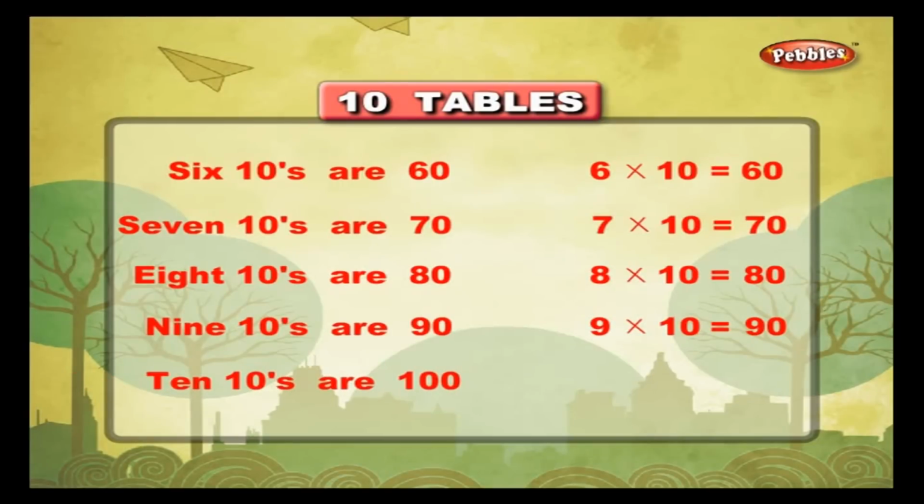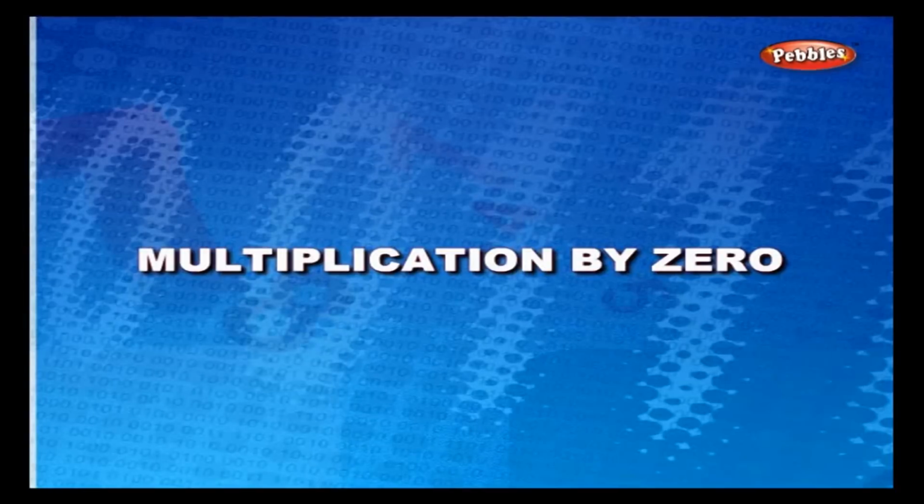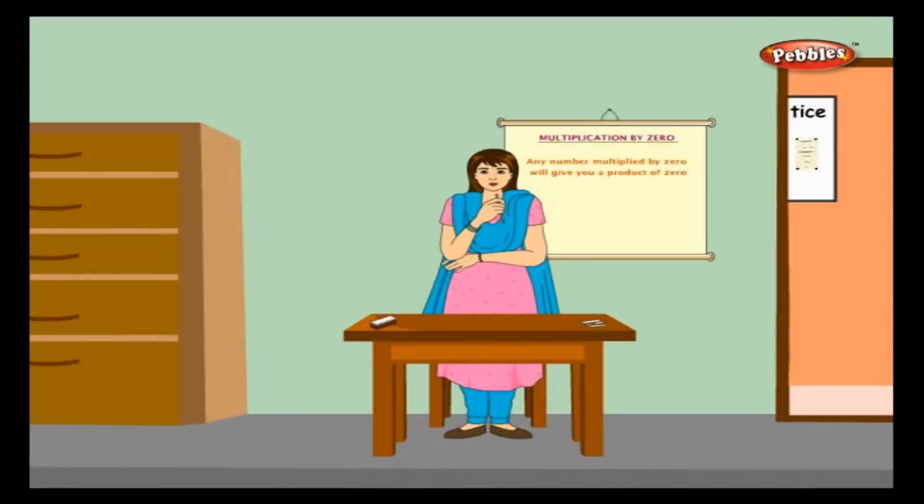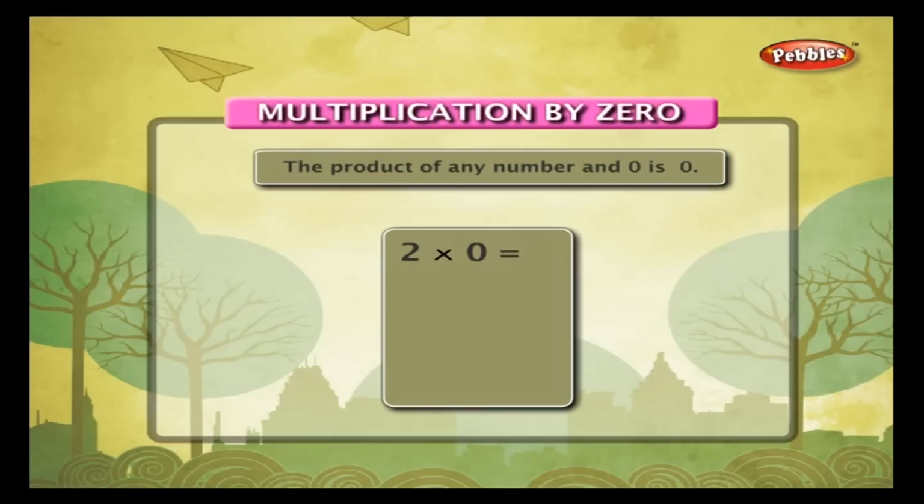10 tens are 100. 10 into 10 is equal to 100. Multiplication by 0. Any number multiplied by 0 will give you a product of 0. For example, 2 into 0 will give you 0. 3 into 0 is equal to 0. 4 into 0 is equal to 0. 5 into 0 is equal to 0. 6 into 0 is equal to 0.